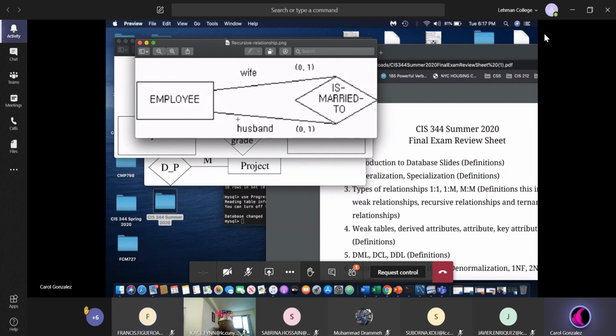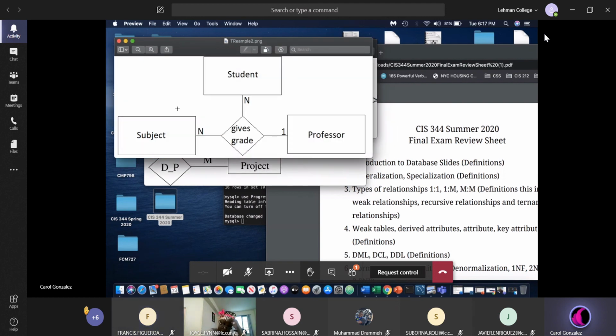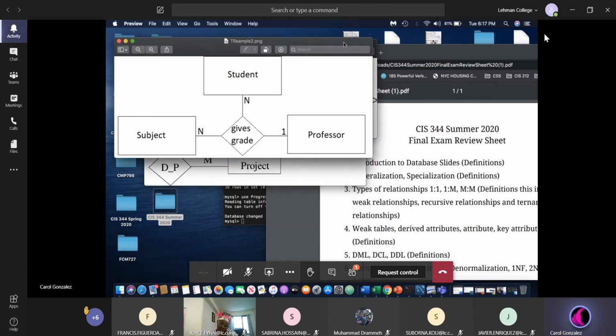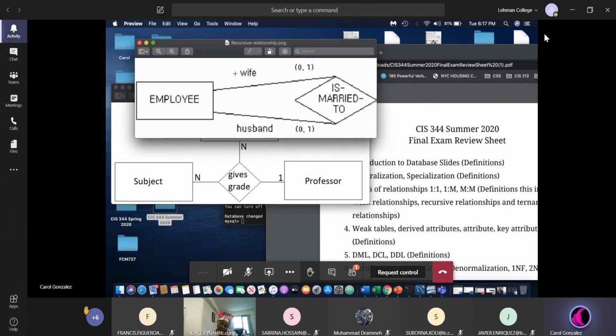Any questions on recursive, ternary? Because when you're doing database design, you have to think about ternary. You have to think about, are there recursive relationships? And jumping into one more, weak relationships.